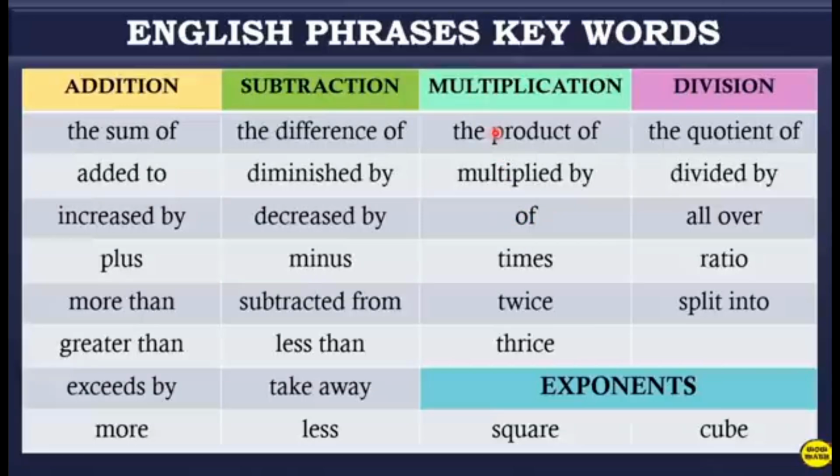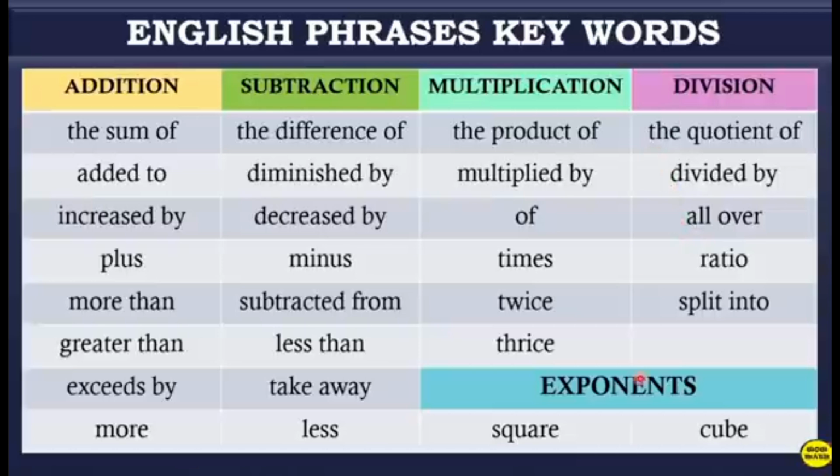And for multiplication, we can use the product of, multiplied by, of, times, twice, thrice. Now, this word of, when are we going to use the word of? Sometimes we use the word of particularly if we will be multiplying fractions. For example, 1/2 of, 1/3 of. So meaning, this of here indicates that we're going to use the multiplication. When we say twice, we're going to multiply it by 2. The thrice, we're going to multiply it by 3.